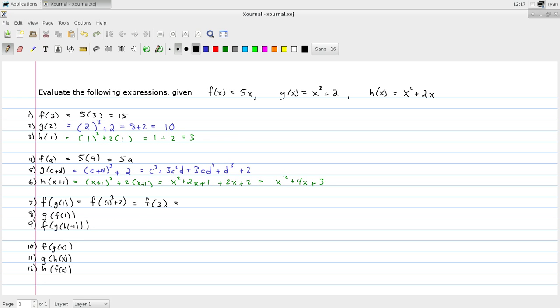Now we plug 3 into the f function. So instead of 5 times x, this is 5 times 3. And we multiply those together to get 15.